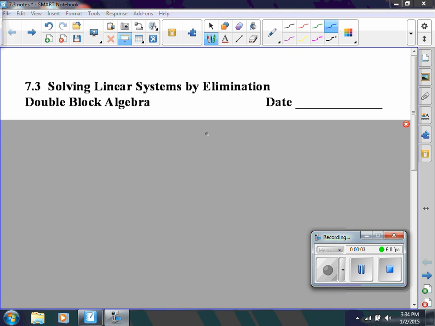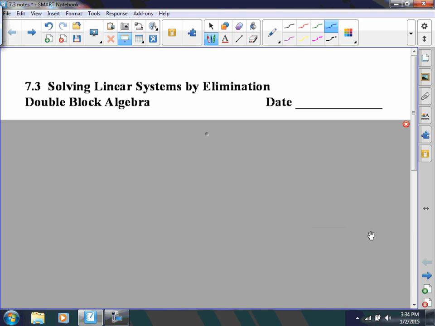Welcome to Mrs. Miller's notes for her double block algebra class. These are the notes for section 7.3 entitled Solving Linear Systems by Elimination.